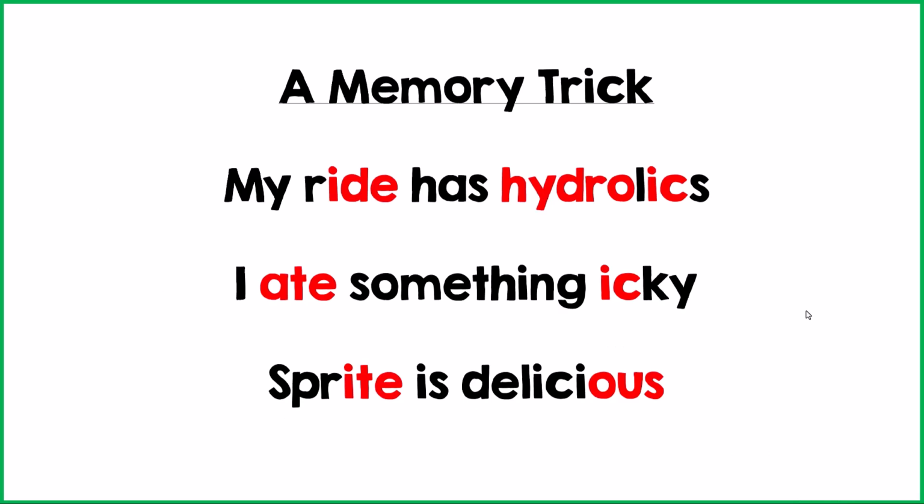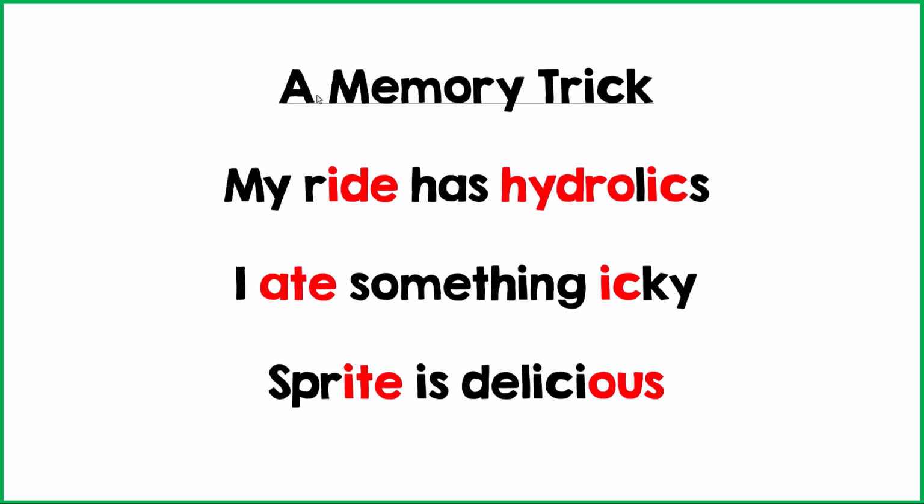So here's a memory trick for helping you name acids. My ride has hydraulics. So your ride here, if the ending of the binary acid is "ide," then it's going to have hydro added to it and ic as the suffix. I ate something icky. So ate, if your polyatomic ion ends in ate, then you're going to change it to ic. And if your polyatomic ion ends in ite, you're going to change it to us.